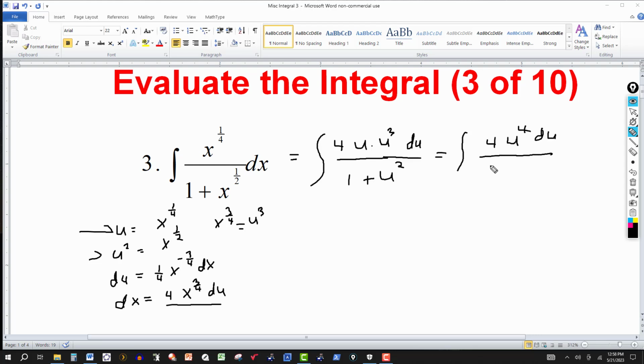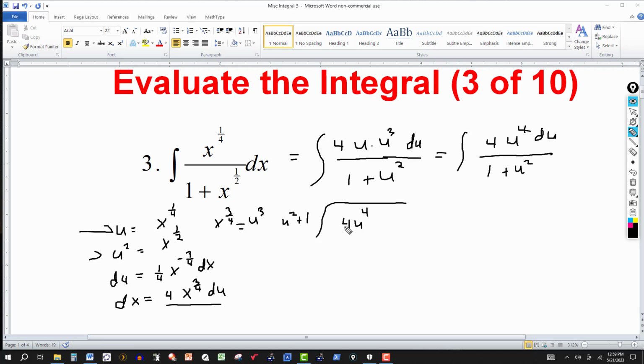The bottom, then, I got 1 plus u squared. And then we have a rational expression in terms of the variable u, but the degree of the numerator is larger. So let's go ahead and do the long division here. So this will be 4u to the 4th divided by u squared plus 1.